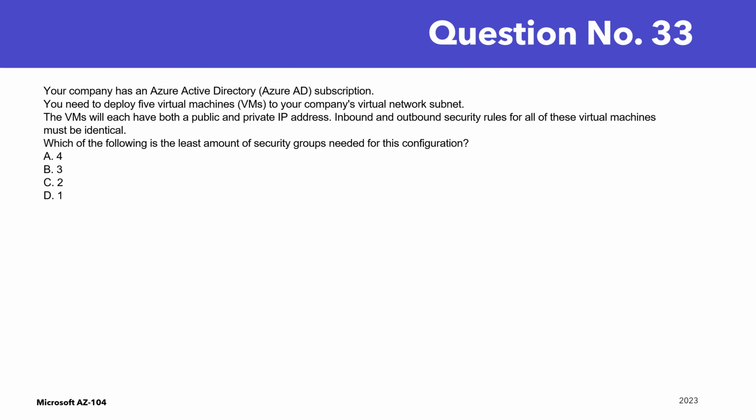Your company has an Azure Active Directory, Azure AD, subscription. You need to deploy 5 virtual machines, VMs, to your company's virtual network subnet. The VMs will each have both a public and private IP address. Inbound and outbound security rules for all of these virtual machines must be identical. Which of the following is the least amount of security groups needed for this configuration? A. 4. B. 3. C. 2. D. 1. Correct answer: D.